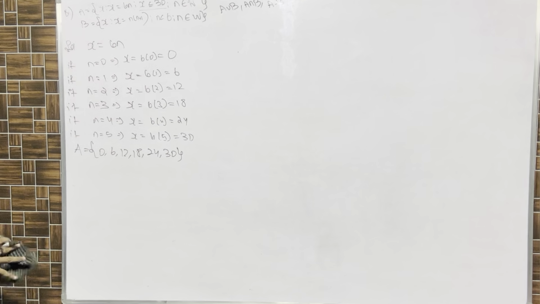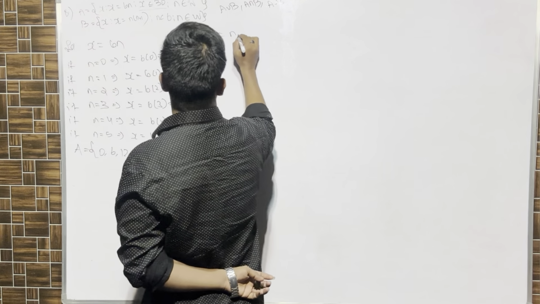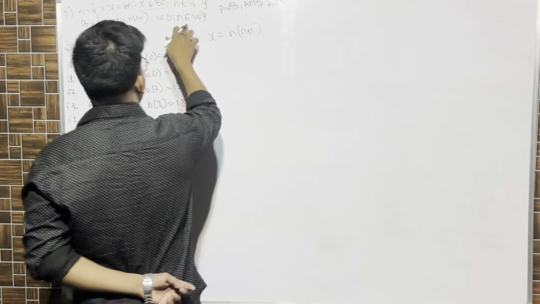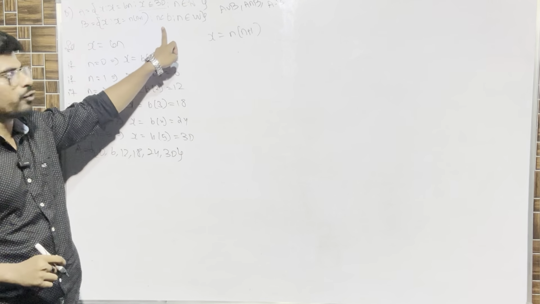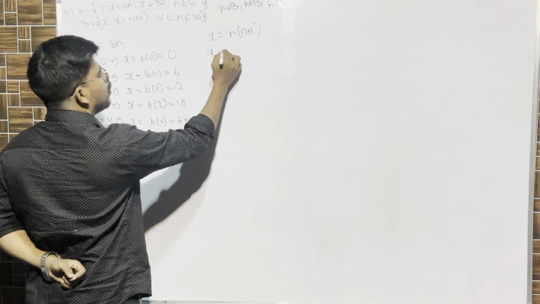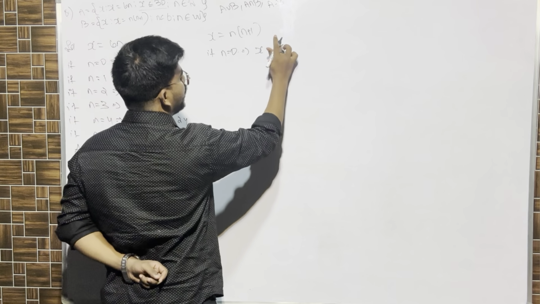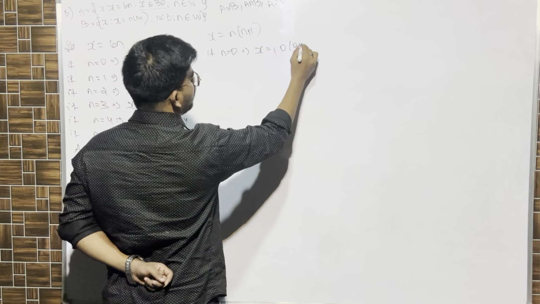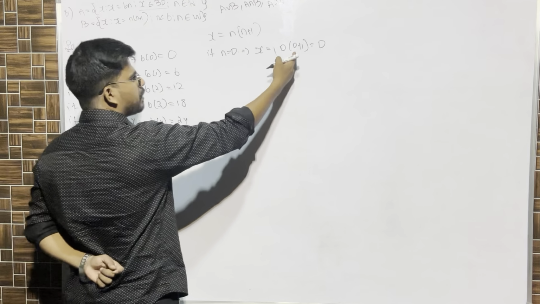This is set A. Now set B. For set B, x is equal to, what's the value? N into n plus 1, and n is less than 6. Less than 6 means till 5 we have to take, but where we have to start? From W, 0. If n is equal to 0, x is equal to 0 into 0 plus 1. 0 into anything, 0 only. 0 plus 1 is 1, but 0 into 1, 0.